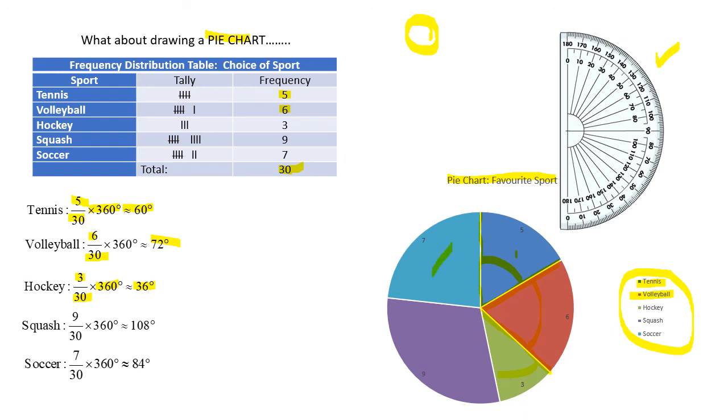Now, as I had mentioned, you don't need to put down the sport in terms of a key. You can go ahead and represent it on the pie chart. For example, if this is soccer, inside here, you can write soccer. And that is good enough for the examinations.